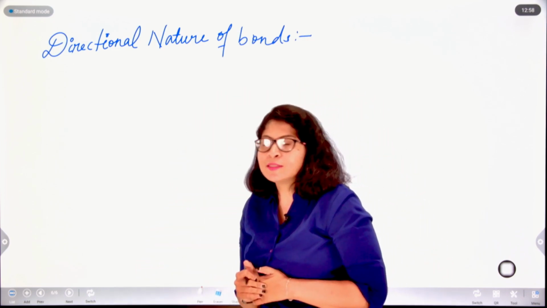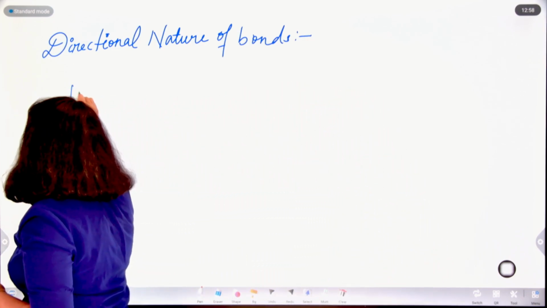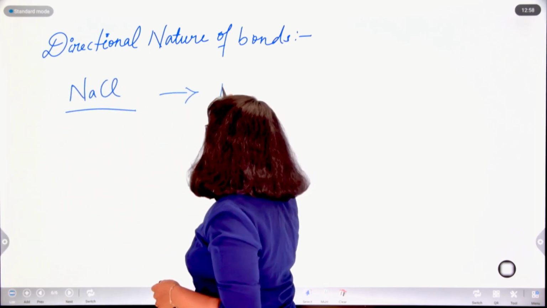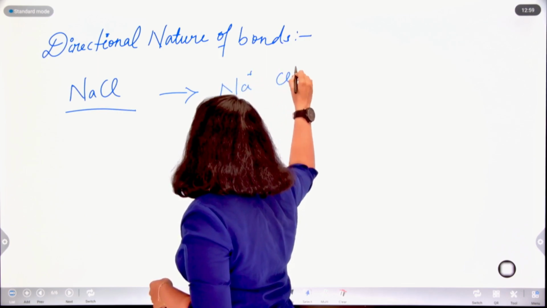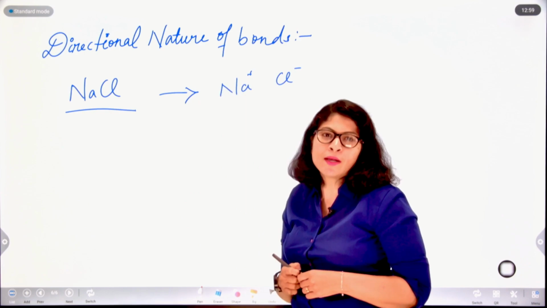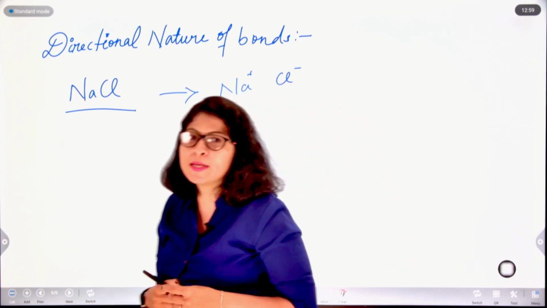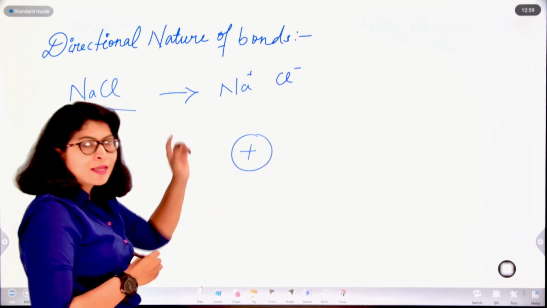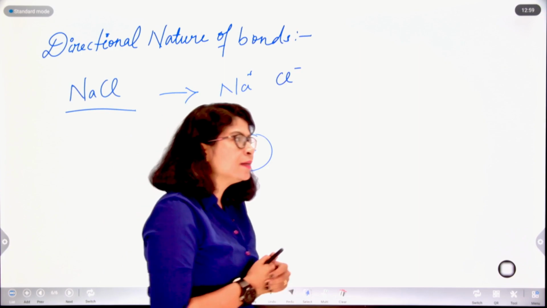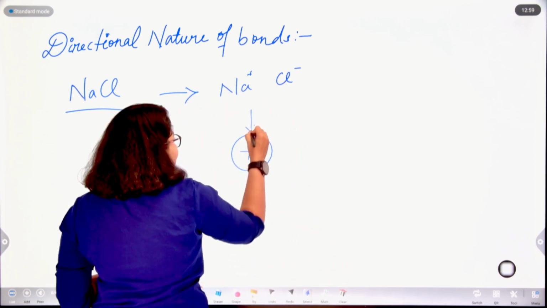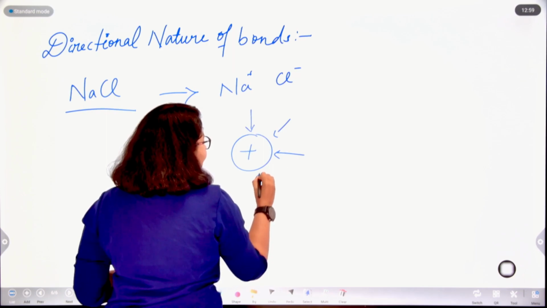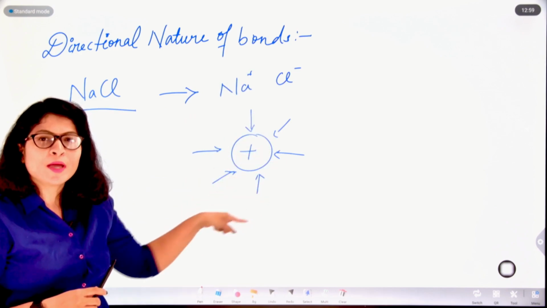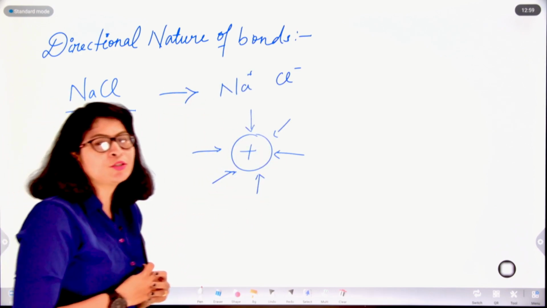So, first of all, let's see, ionic bond is formed by ions, right? Suppose if I am taking NaCl, again NaCl is formed by Na plus and Cl minus. After a sodium atom loses one electron to form Na plus, this cation is a positively charged sphere and it has the tendency to attract negative charge from any direction, right? It can attract negative charge from any direction because it is a positively charged sphere.